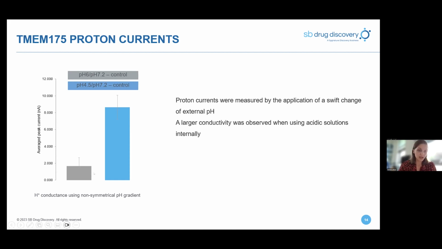So here we have the H+ conductance using a non-symmetrical pH gradient, pH 6 inside, 7.2 applied externally, in comparison to pH 4.5 and 7.2. You can see a massive increase in the proton conductance. Again, as Andre explained, those currents are adjusted to what we are seeing on untransfected, so this reflects only the translocation of protons via TMM alone.